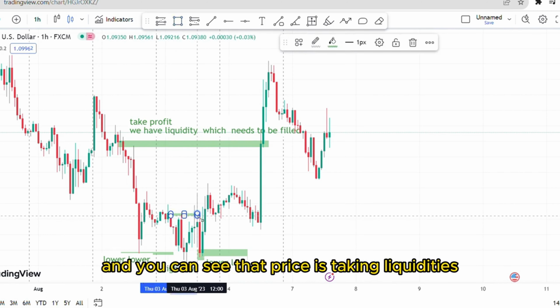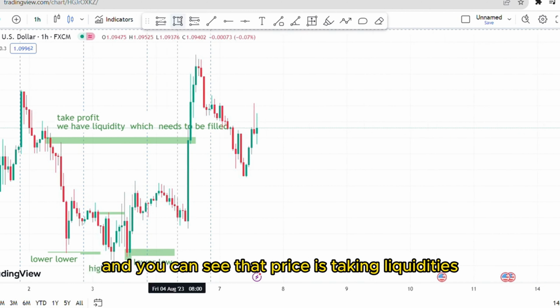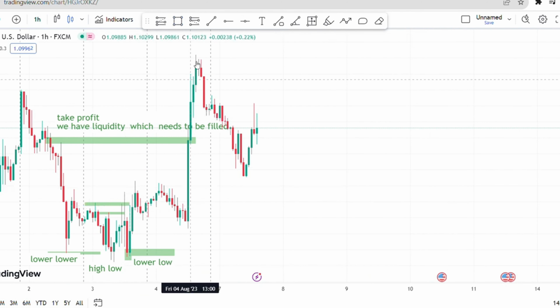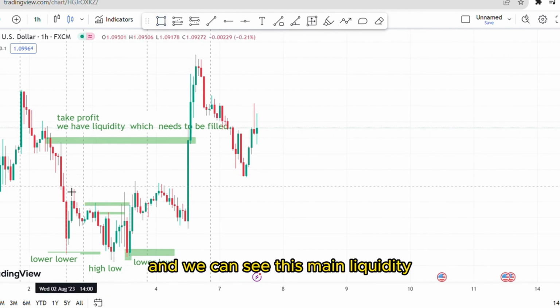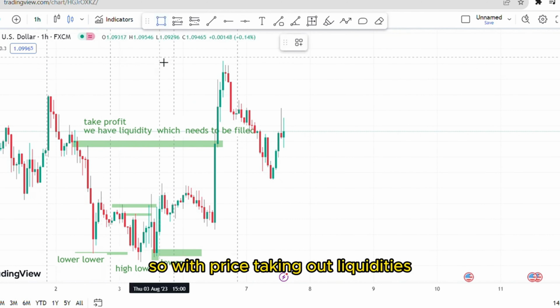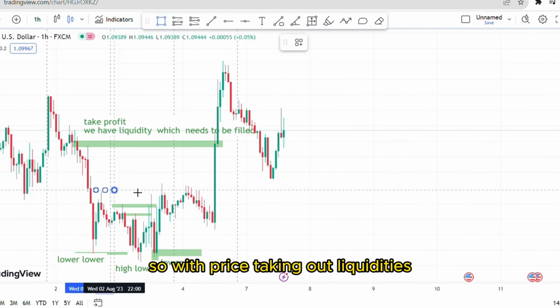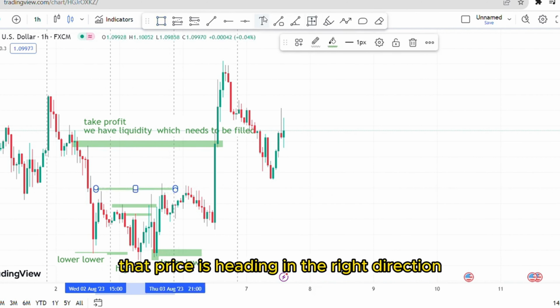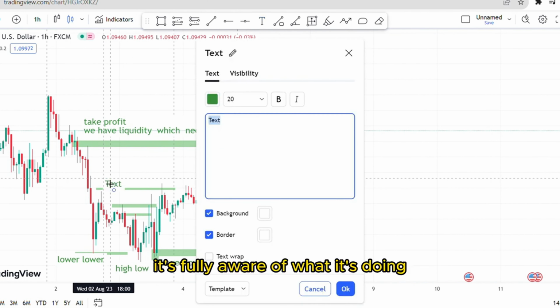And you can see that price is taking liquidities. You can see this is the first liquidity that was taken. We can see the second liquidity, and we can see this main liquidity, which is the lower low. So with price taking out liquidities, this is an indicator that price is heading in the right direction. It's fully aware of what it's doing.